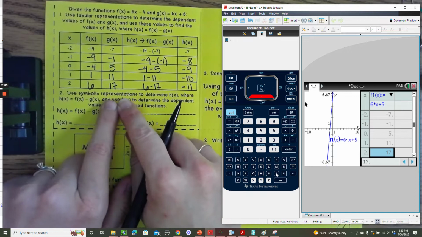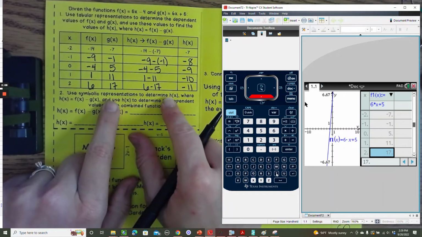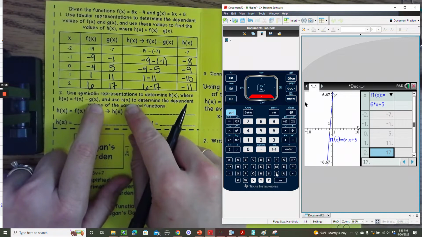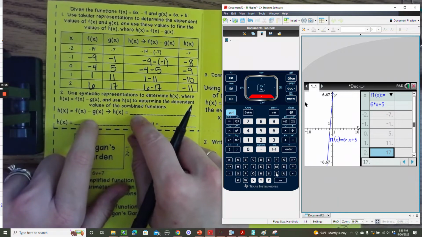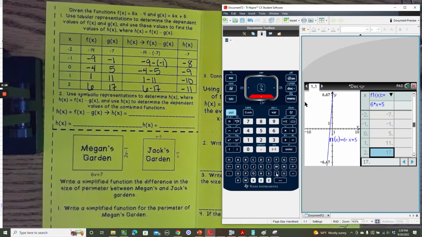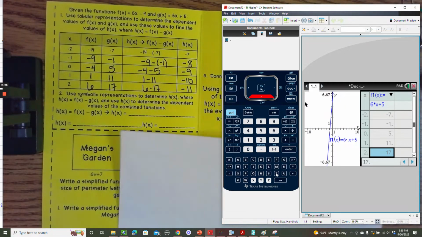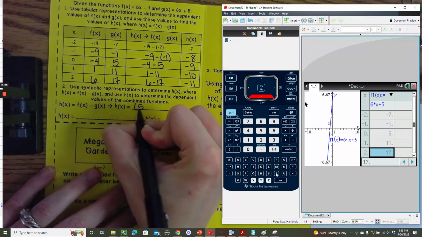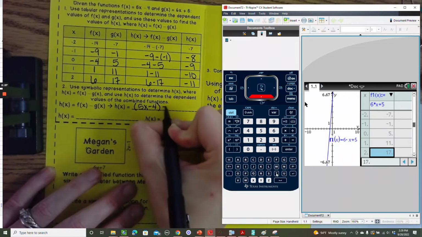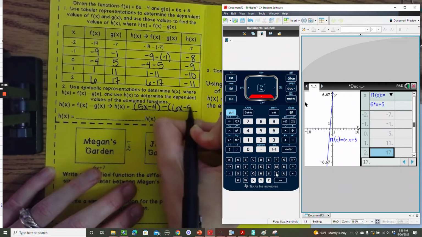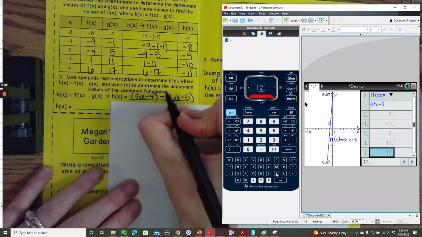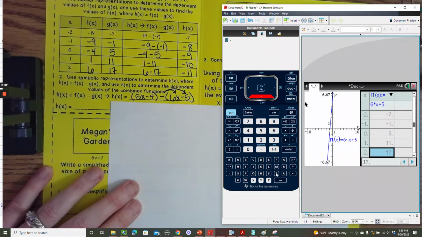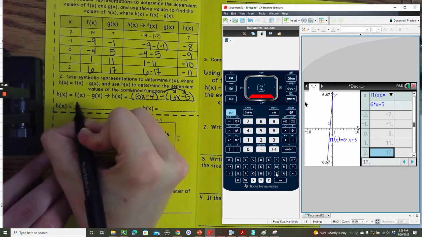Now we're going to use symbolic representations to determine h of x, where h of x equals f of x minus g of x, and use h of x to determine the dependent values of the combined functions. So now I have to subtract these two. Something funky happens when you subtract two functions. So we're going to do f of x minus g of x. But what happens here is this negative sign has to distribute. Okay? So what's going to happen?